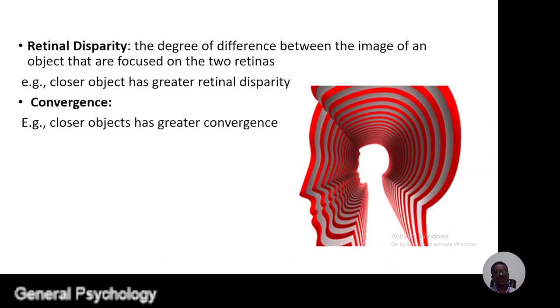Both retinal disparity and convergence use two eyes. Retinal disparity means the degree of difference between the image of an object in the actual place and the focus which is found in our mind or retina. So the closer objects have greater retinal disparity. The far objects have lesser retinal disparity. Similarly, closer objects have greater convergence and vice versa.